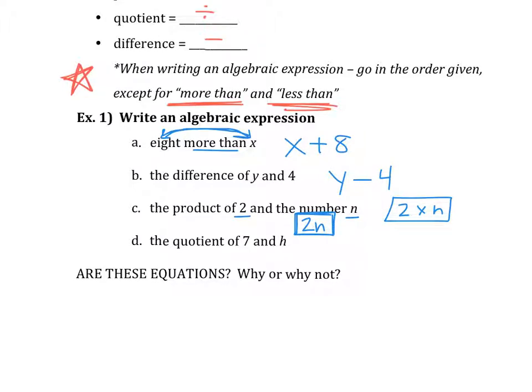All right, quotient, letter D here. What is a quotient? Division. Now this one you have a couple options. The quotient of 7 and h, you could do 7 divided by h. Anyone know another way you could write that? Yeah, Avery. 7 over h, and that's the same thing. So either one of those is fine for that quotient.